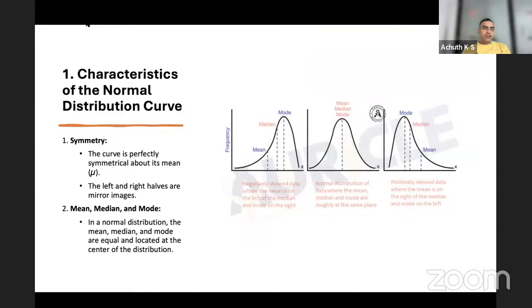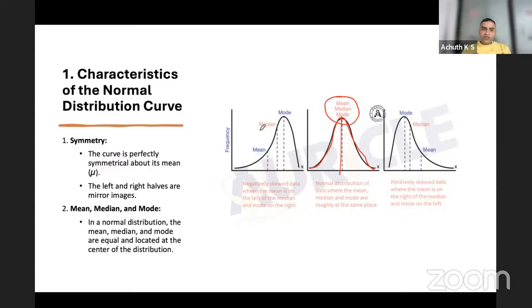When you say it is a normal curve, what are the characteristics of it? The characteristics are very simple. It is symmetrical in nature, very symmetrical. The left half is the mirror of the right half. Mean, median, mode are at the center, exactly in the center of the distribution.